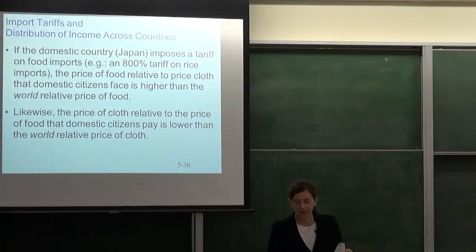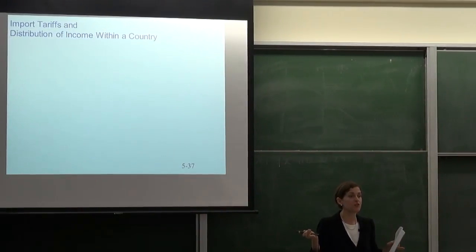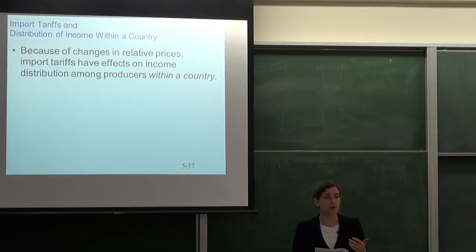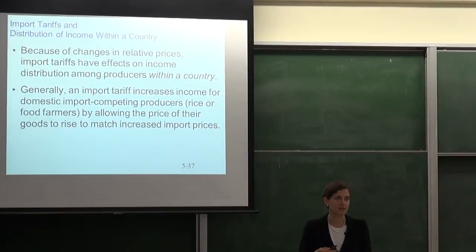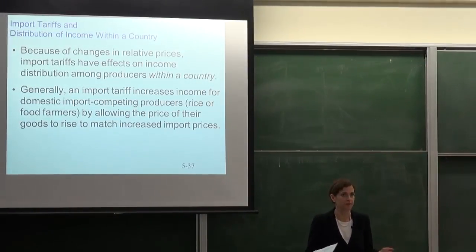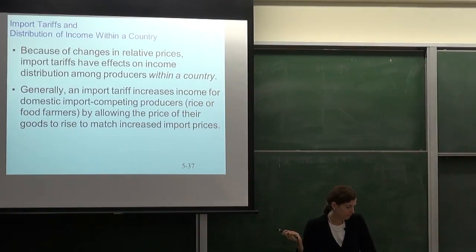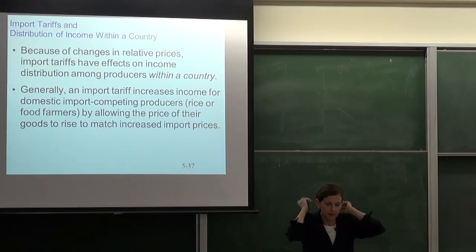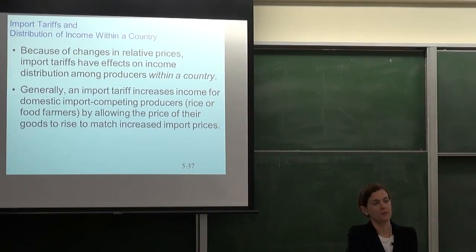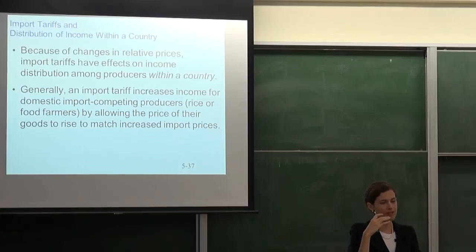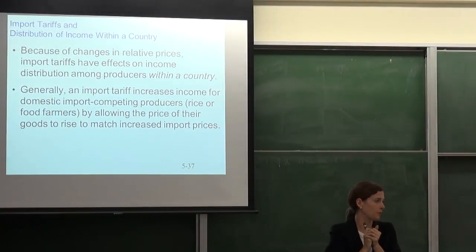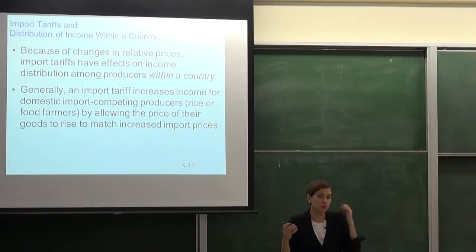Now, here's the main reason we usually have for tariffs, and that is to change the distribution of income within a country. So this you already know. But because of the changes in relative prices, import tariffs have effects on income distribution among producers within a country. Who benefits from import tariffs? The domestic import competing industry. So who benefits from the 800% tariff on rice? It would be rice farmers, or anybody who produces rice. Why? Because this is sometimes tricky, so make sure you understand this. Why does it benefit the rice farmers? Because if no rice can come in without an 800% tariff taken on it, then domestic rice producers can charge a price for their rice that's 800% higher. Does that make sense? Because they don't have any competition at lower prices. So they can raise the price that they charge for their rice, and consumers have to pay a higher price for rice.